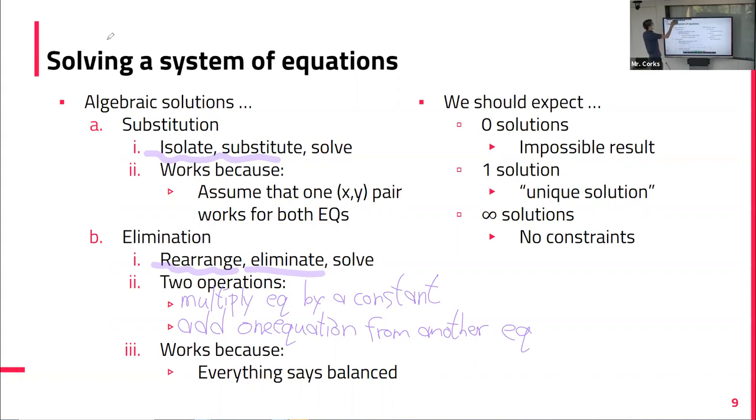And then possibilities. If we get an impossible result, then that means that we have zero solutions for that system. If we get just a unique solution, like here's the x, here's the y value, that's just one solution. And if we get a situation where we have no constraints, so just the two sides are equal and there are no variables left over, then we have an infinite number of solutions. So three possibilities.